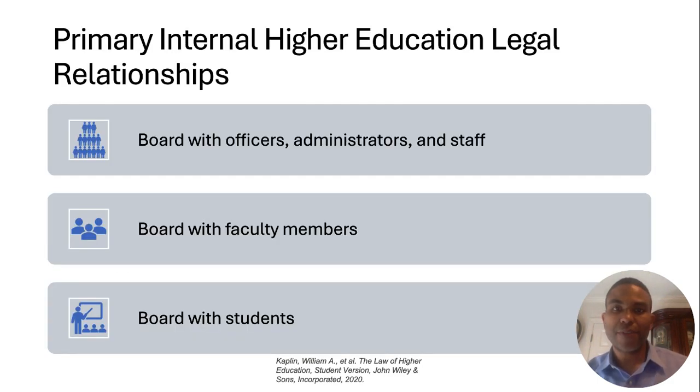So in terms of legal relationships in higher education, we'll start with the internal ones, and then we'll look at the most primary relationships. So that would be the relationships the board has with its officers, other board, board of trustees, things like that, board of regents, the relationship it has with the administrators of the institution as well as the staff. Then there's also a relationship the board has with faculty members and a relationship the board has with students.